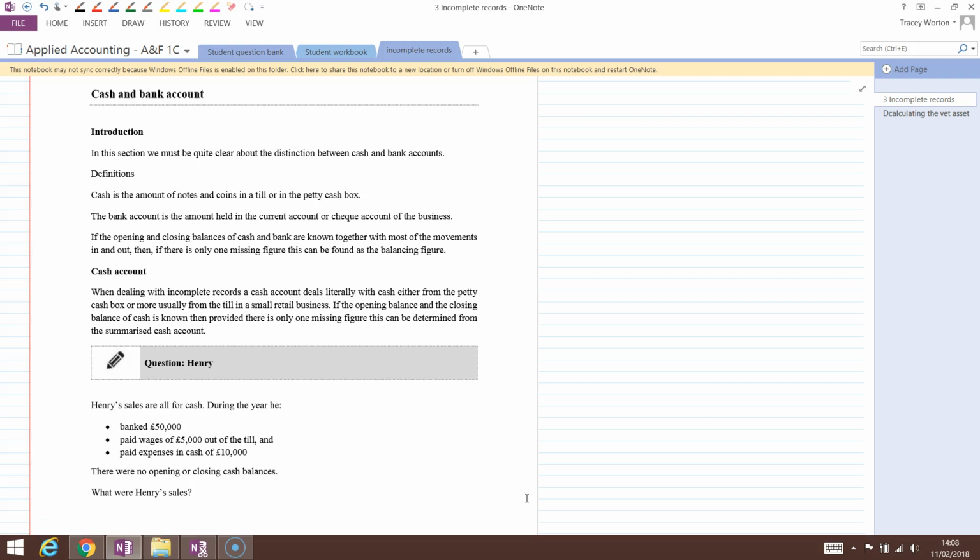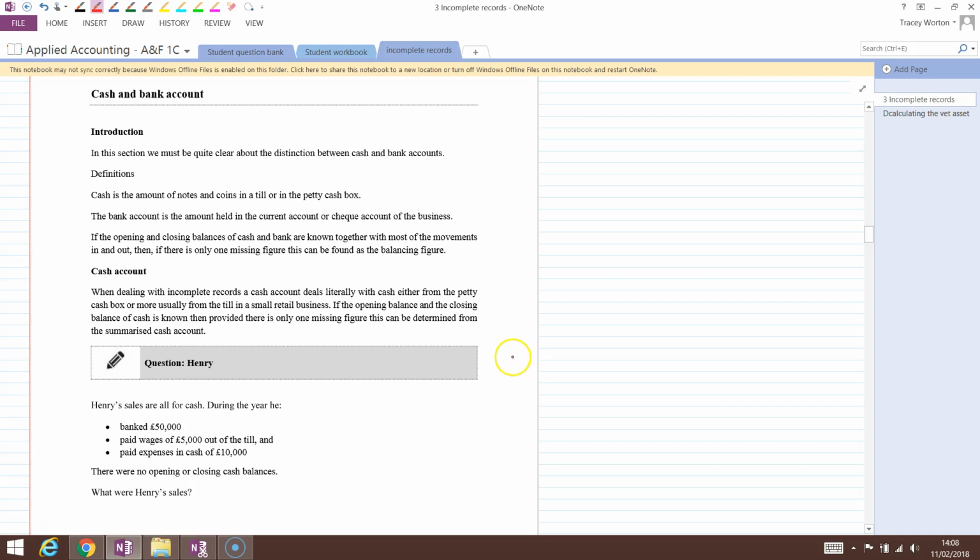So if we have a look at the question below dealing with Henry, Henry's sales are all for cash. During the year he banked £50,000. He paid wages of £5,000 out of the till and paid expenses in cash of £10,000. There was no opening or closing cash balances. So what would be Henry's sales?